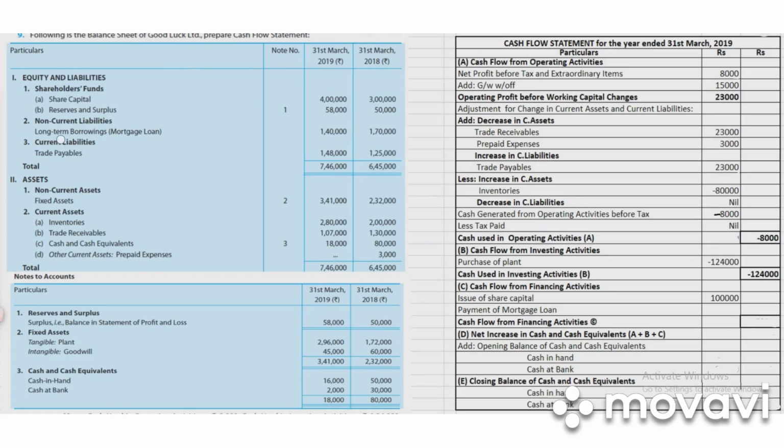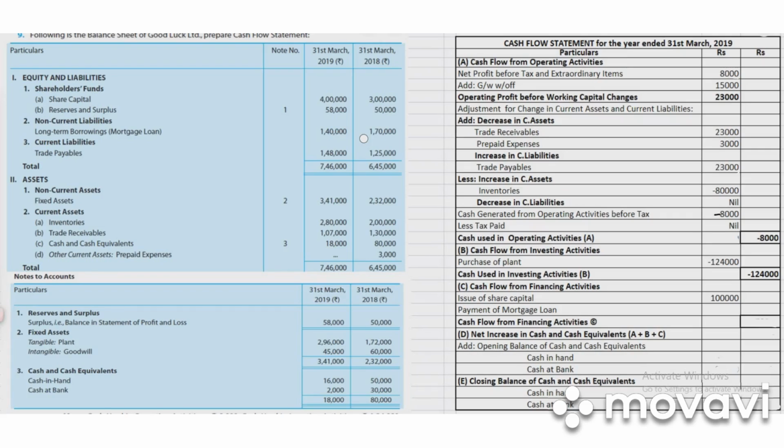Now you see another one, debt. Another source of finance is debt. It is given here under long-term borrowings. You can see mortgage loan. Now it is just opposite. Last year 1,70,000, current year 1,40,000. That means it is decreased. Why is it decreased? Because we repaid, we redeemed a part of the loan.